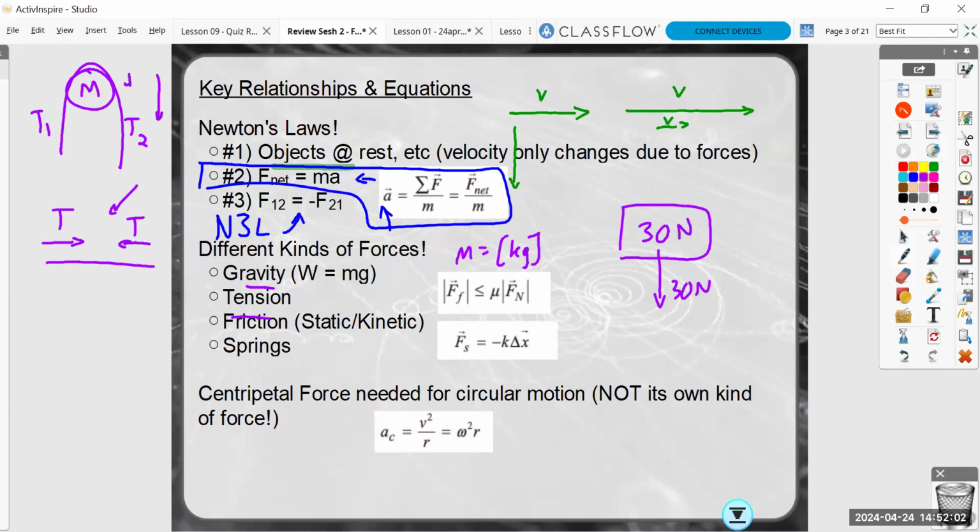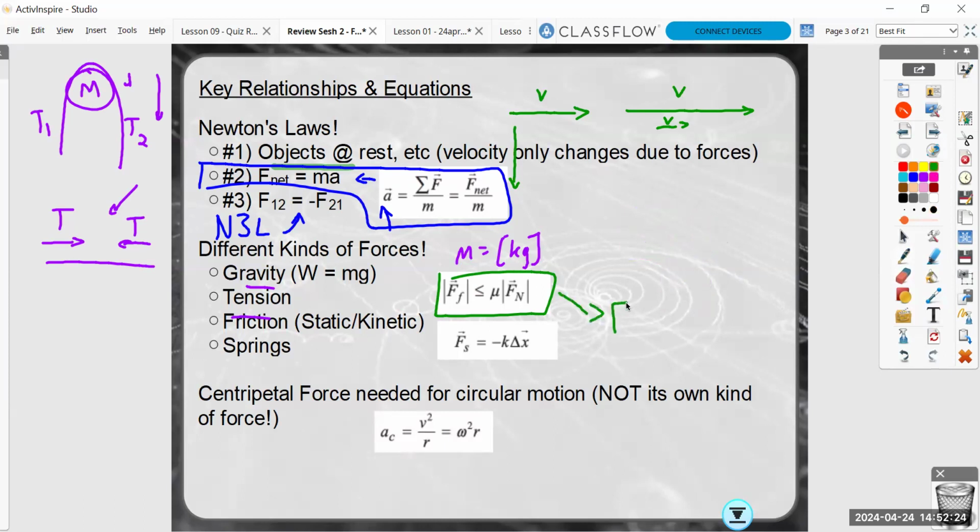Friction comes up a ton. The important thing to remember with friction is that mu Fn equation, that your force of friction. They give it to you in kind of a complicated way in your formula sheet. They tell you that the magnitude of the force of friction is less than or equal to mu times the normal force. We sort of have to remember that there's two types of friction here. There's static and kinetic, right?